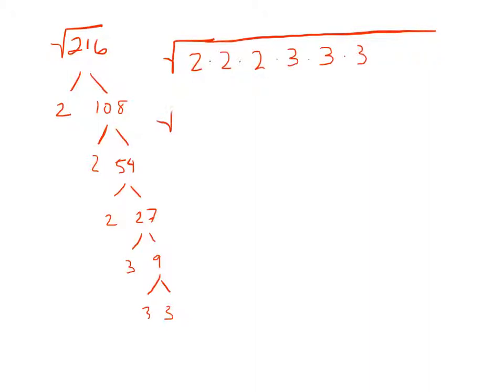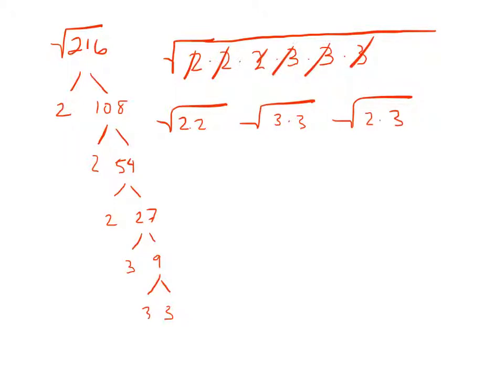And now if I group them, 2 and 2, 3 and 3, and 2 and 3. So I've used each one of them, 2 and 2, 3 and 3, and then 2 and 3. This will be a 4. No, sorry. That will not be a 4.